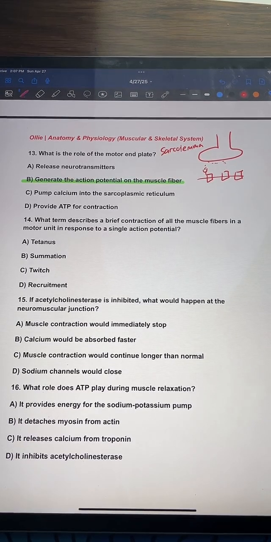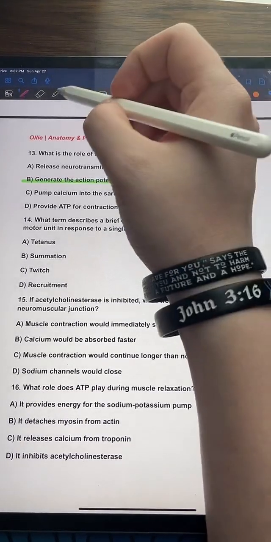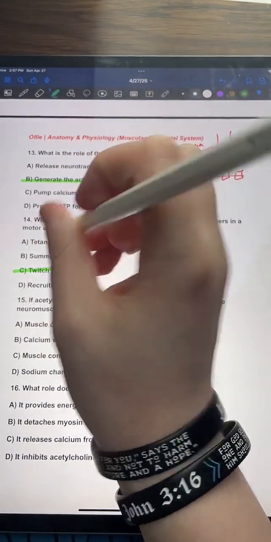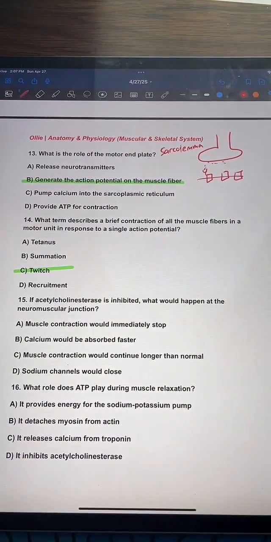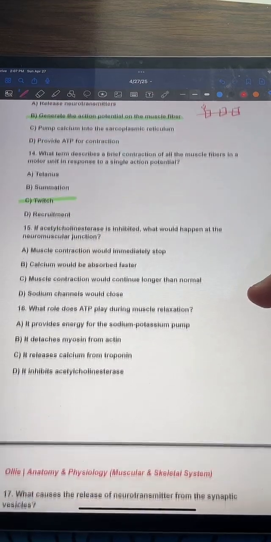It's part of the neuromuscular junction, if that's what you were trying to say. The answer is C, it is a twitch. Twitch is basically a single action potential that produces a muscle twitch.